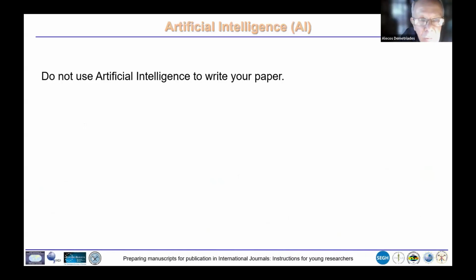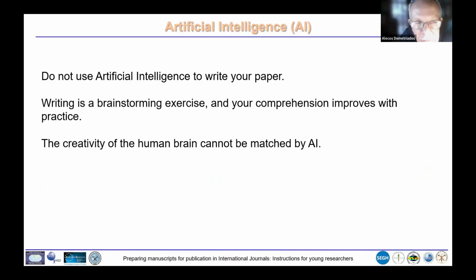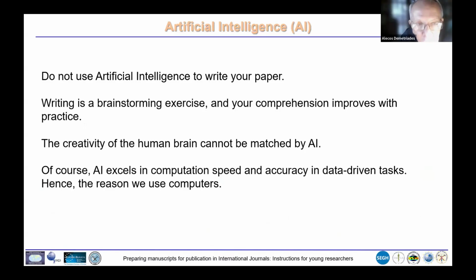In my opinion, do not use artificial intelligence to write your paper. Writing is a brainstorming exercise, and your comprehension improves with practice. The creativity of the human brain cannot be matched by AI. Of course, AI excels in computation, speed, and accuracy in data-driven tasks, hence the reason we use computers.